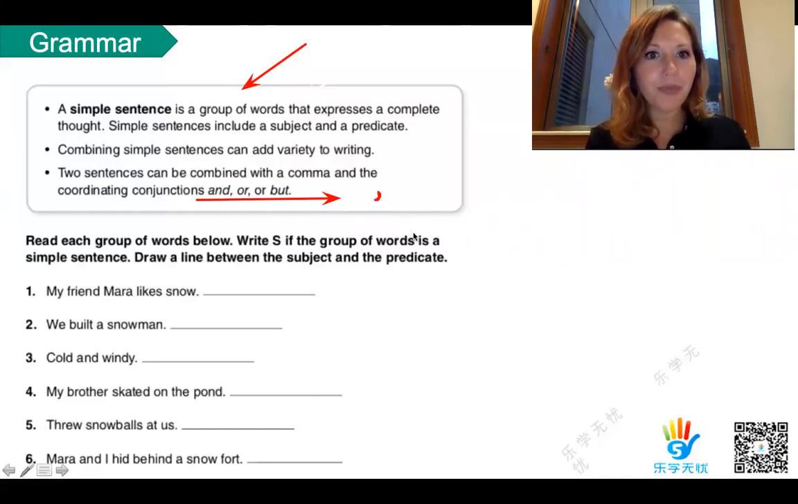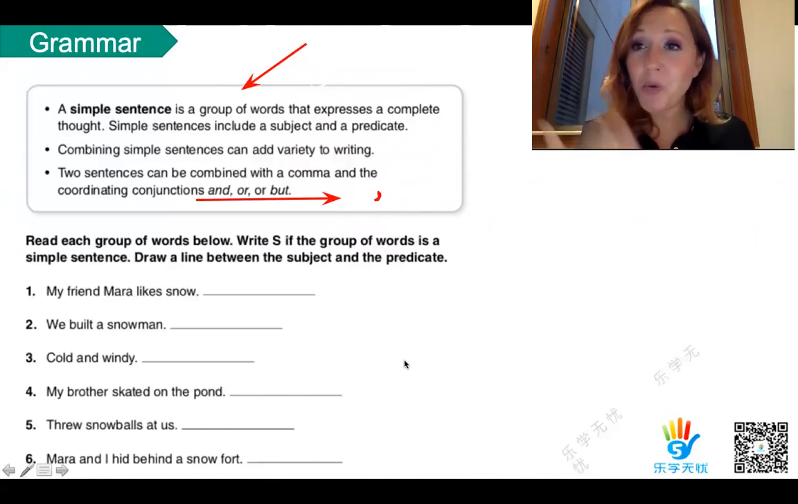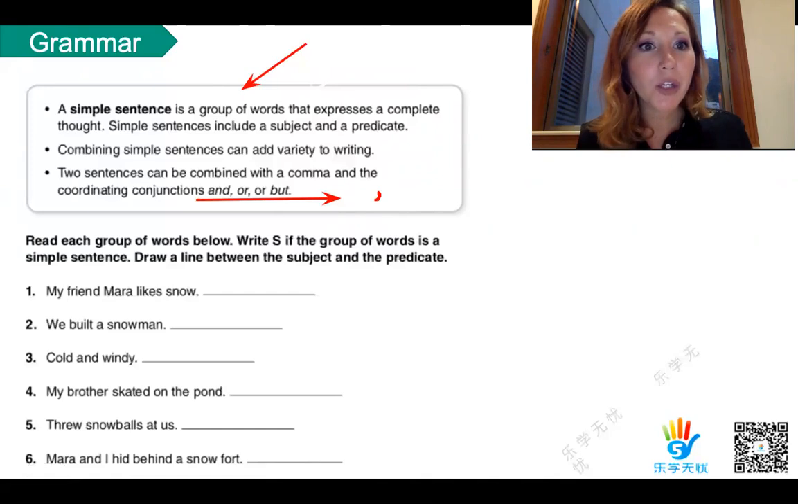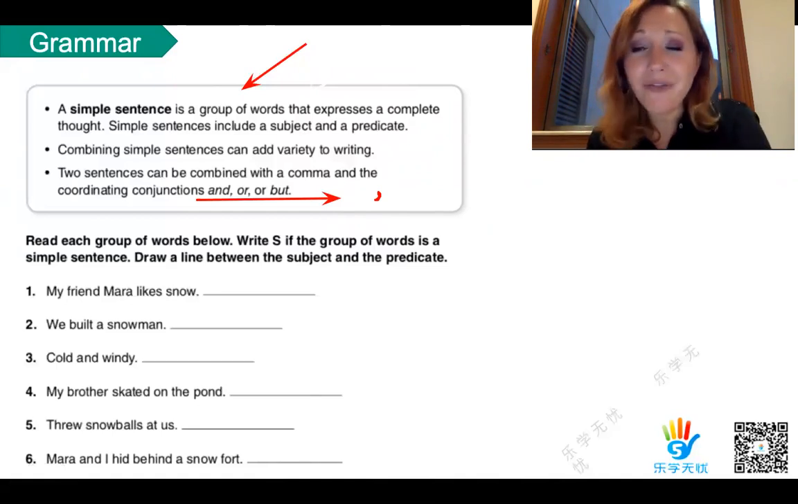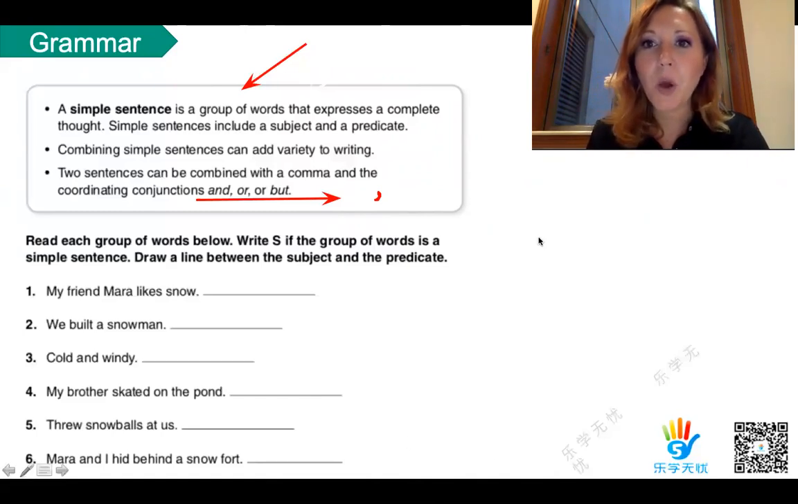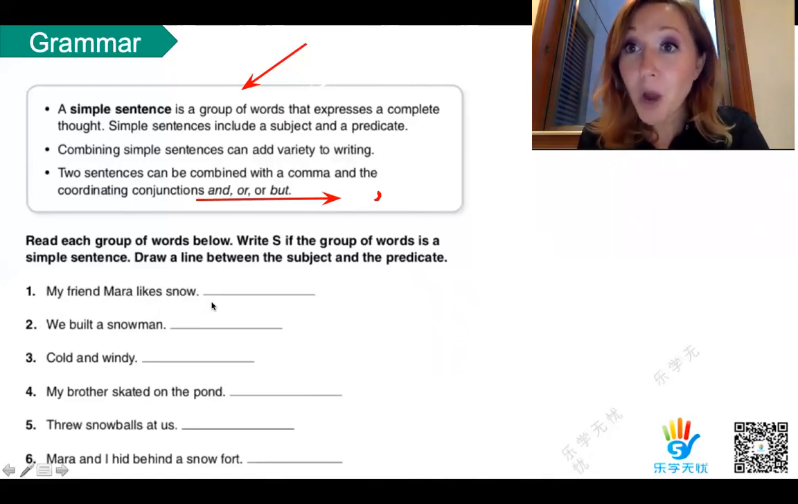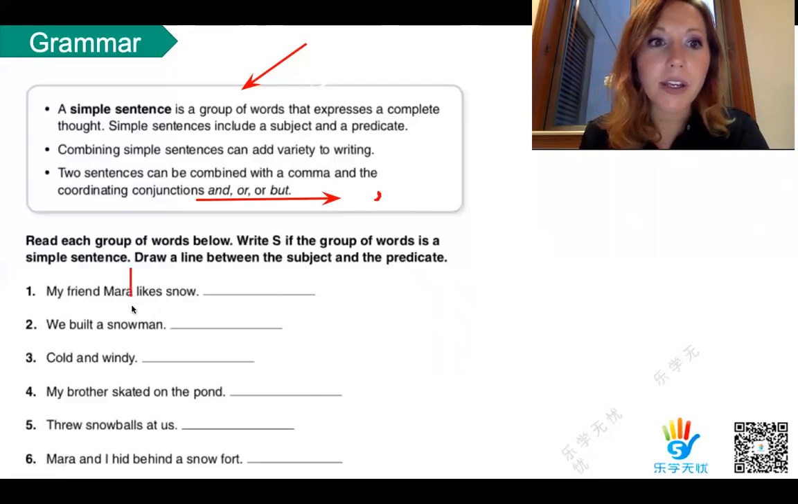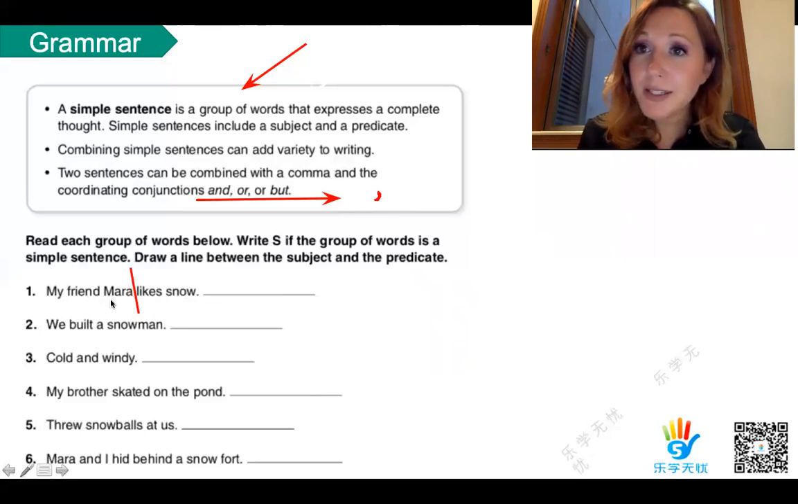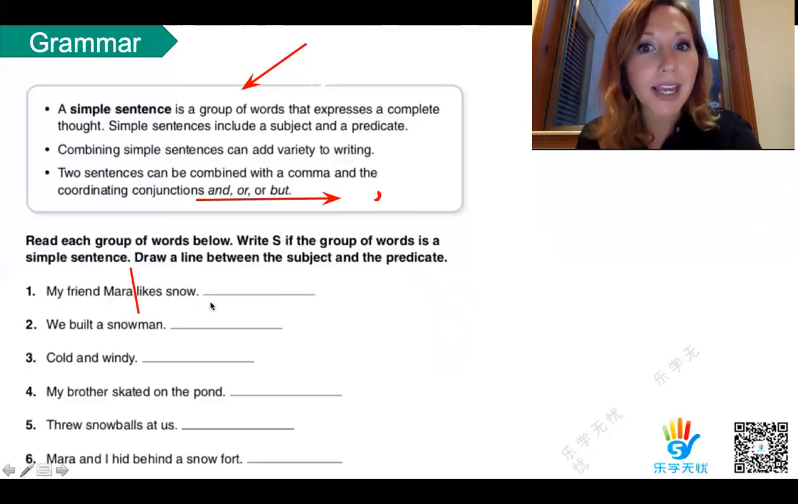All right. Now, all that we're going to do is read the sentence, and draw a line between the subject and the predicate. These are all simple sentences, so we just need to find the subject and the predicate, just like we have been doing in our last exercises. So, my friend Mara likes snow. Where should I draw my line? Very good. Right there. My friend Mara is the subject, likes snow is the predicate.